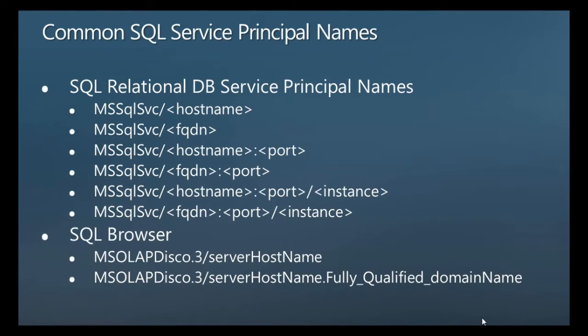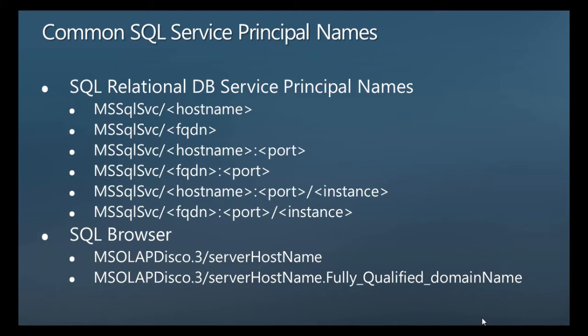So first, let's take a look at the common SQL service principal names you'll be defining in your environment. First, let's take a look at the relational database engine. For the relational database engine, you're going to configure multiple service principal names. Note that the service class always starts with MS SQL Service, and then you're going to configure both the host name and the fully qualified domain name. In addition, you also need to include port.